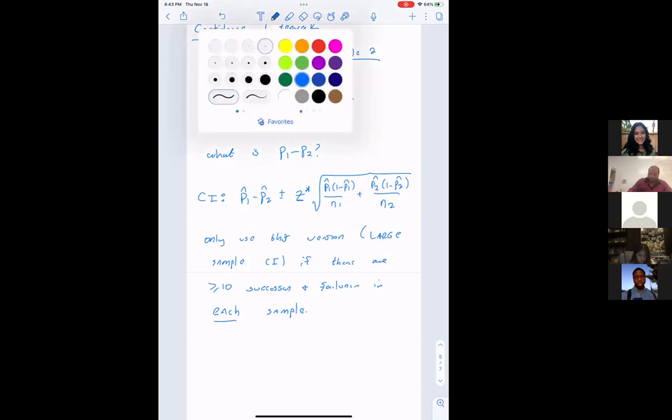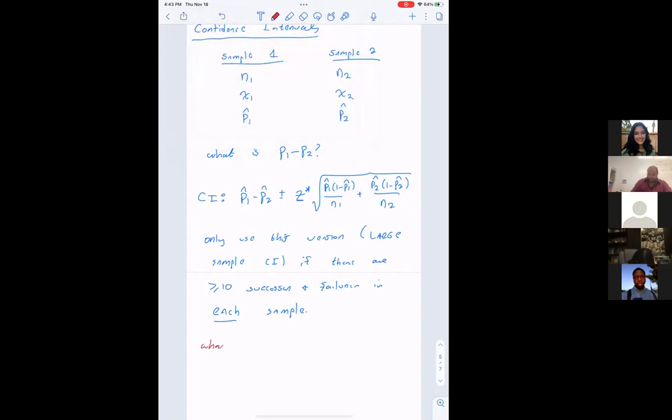What if there isn't? What if there's not? What do we do in that case? Then use the small sample confidence interval. Of course, when are we allowed to use the small sample confidence interval?